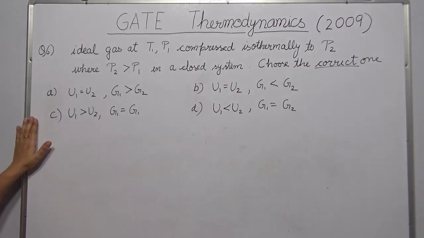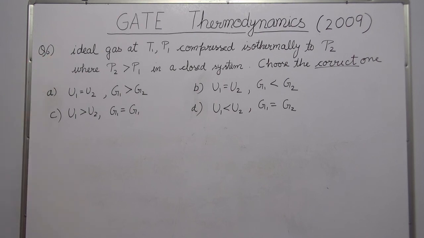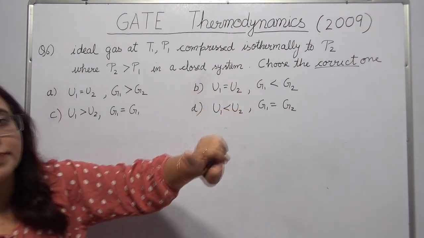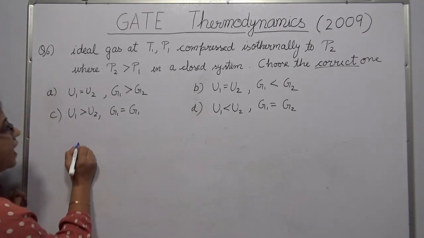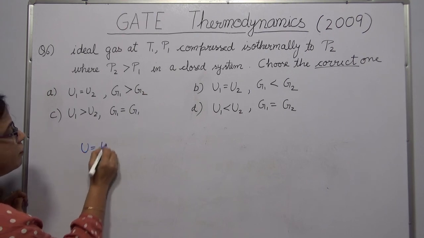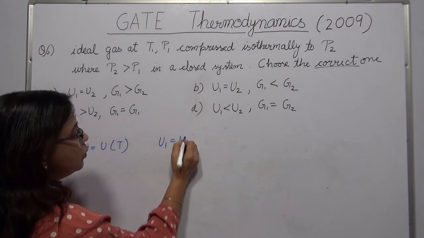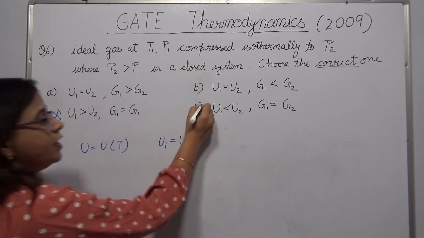First of all, please notice that this is an ideal gas, and for an ideal gas, the internal energy is a function of temperature only. Since this is an isothermal compression, the initial and final temperatures are the same. That means the initial and final internal energies should also remain the same. Since U is a function of temperature only, we should have U1 equal to U2. So options C and D are straight away wrong.